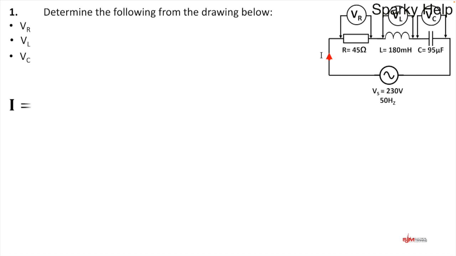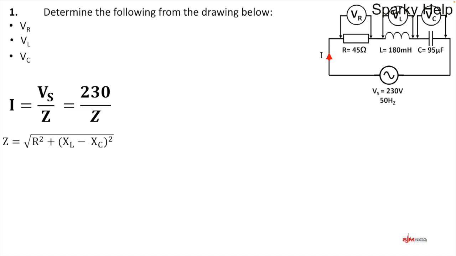So in order to work out any voltage, the first thing it'd be nice to do is work out the current, and that's just Ohm's law. In this case though, it's V divided by Z. So we can put in the figures that we know: 230 volts divided by Z, but we don't know what Z is. Z is a combination impedance of everything, so we've got to work that out. So let's put down the formula for Z. Z is equal to the square root of R squared plus (XL minus XC) squared.